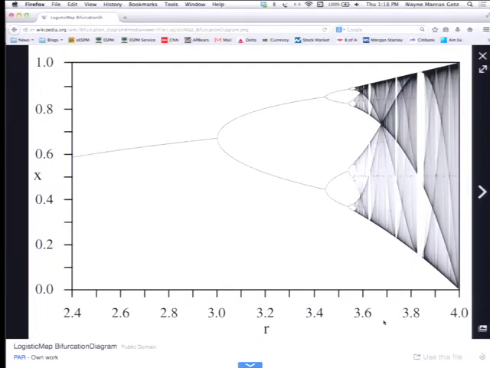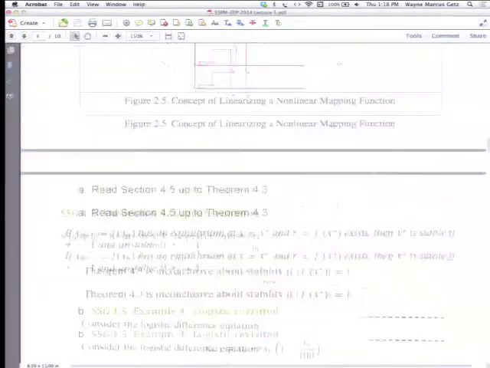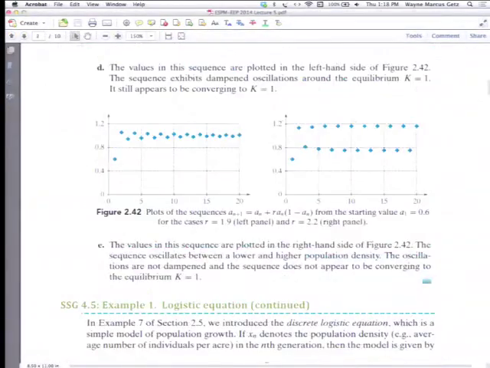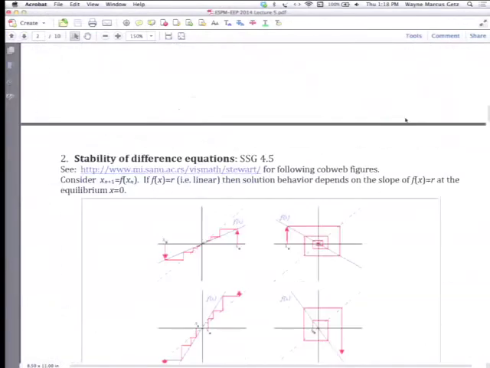Once you hit this point over here, this value of r, and you move beyond it, you no longer go to a single equilibrium value, but you oscillate. You go to oscillating between two values. So once you get to a value of r somewhere in here, then what's happening is your solution is behaving like this solution over here. It's bouncing between two values. Everybody understand that? So you bounce between two values.